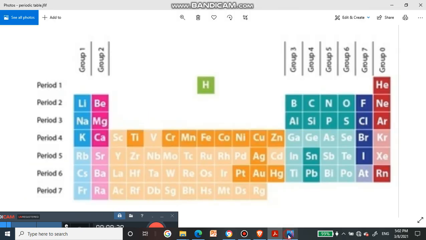Rn is the last inert or inactive gas, followed by radium, 7s2. This is the last element in group 2, the alkaline earth metals, as it is the heaviest metal in this group.